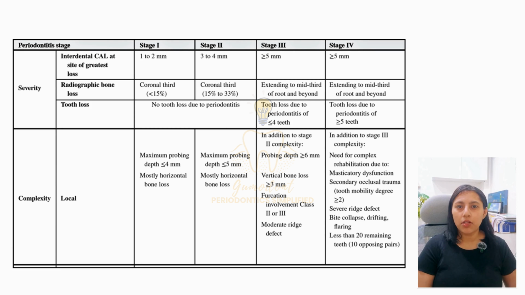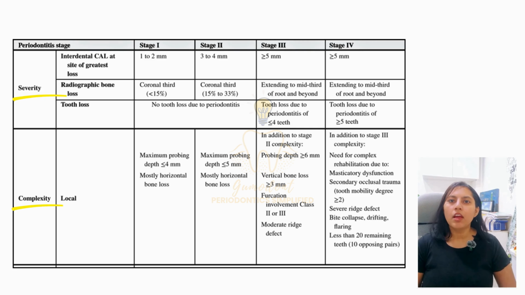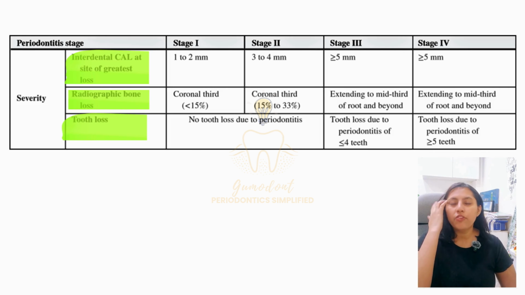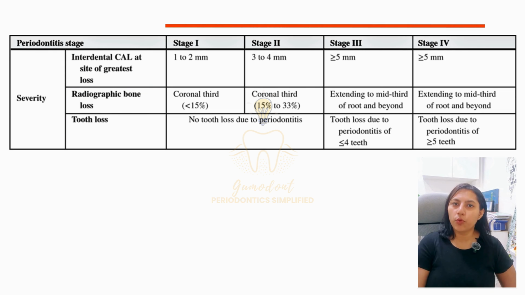Now, if you look at this table, periodontitis is divided into four stages: stage 1, stage 2, stage 3, and stage 4. And staging is based on two major components: severity of the disease and complexity of the management. Now, first let us understand severity. Severity is assessed using clinical attachment loss, radiographic bone loss, and tooth loss due to periodontitis. As we move from stage 1 to stage 4, there is a progressive increase in destruction.